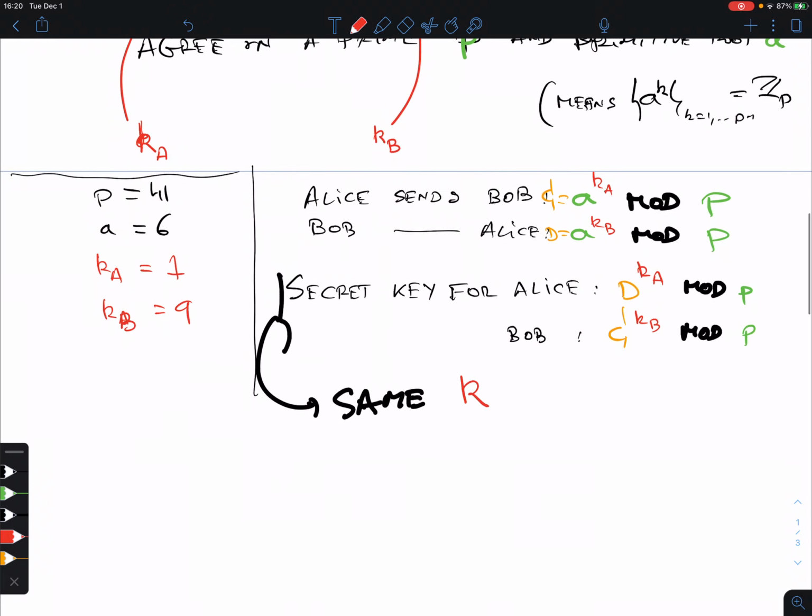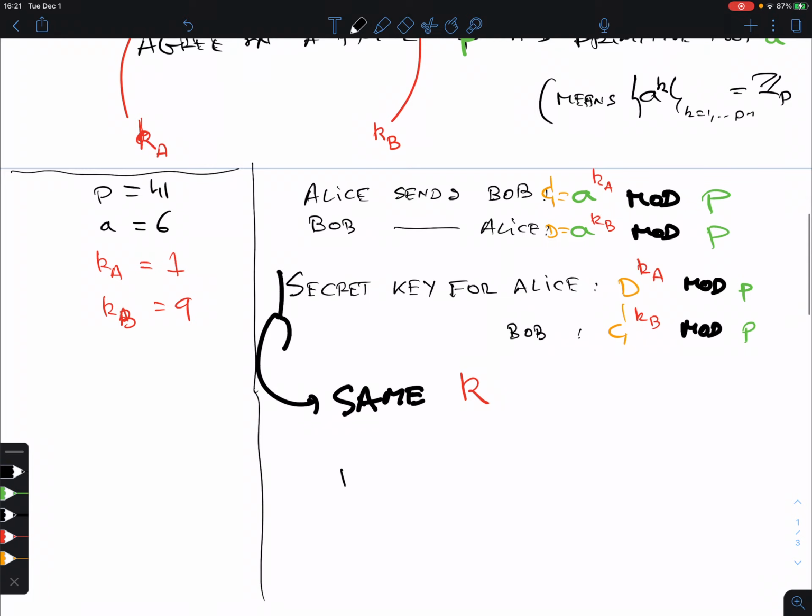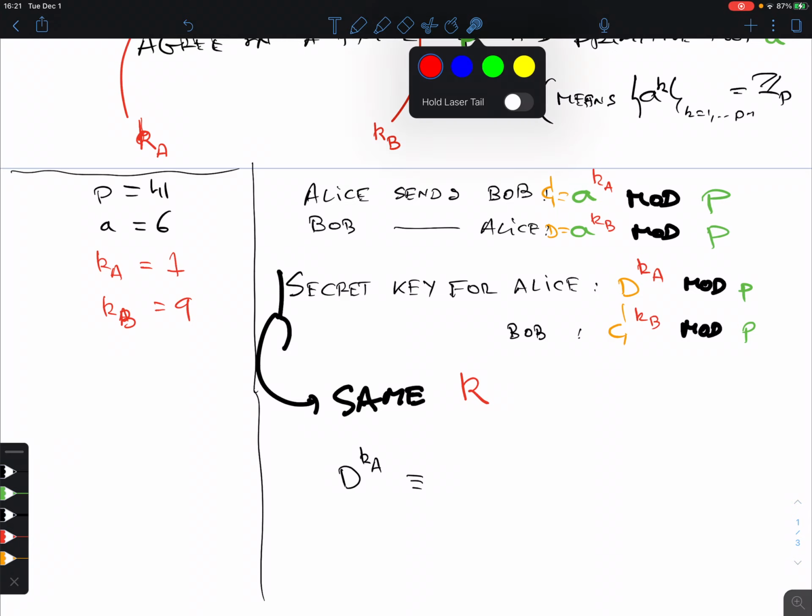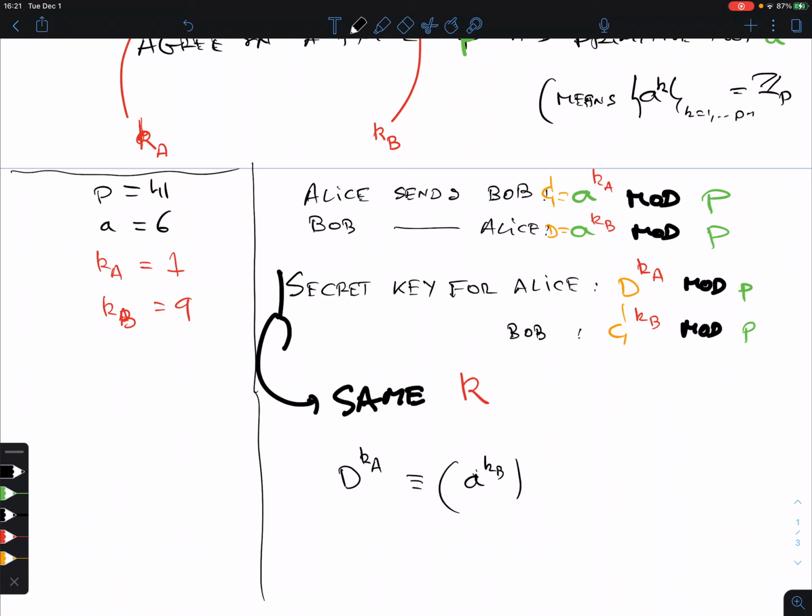Why is that? Let's figure out first why that is, but it's very easy to check. Well, let's calculate what is D to the power Ka. What is D? Well, D was this one, so replace D by this, okay? So we get A to the power Kb, and now raise this to the power Ka. Now you see what is happening? Again, the same thing that we had from before. This is A to the power KbKa, mod P.